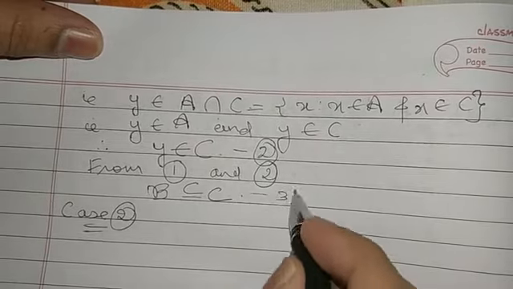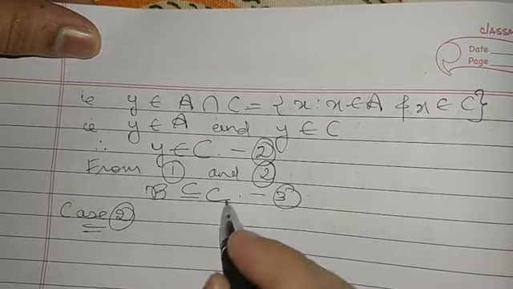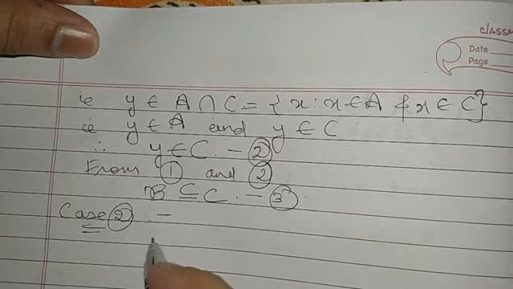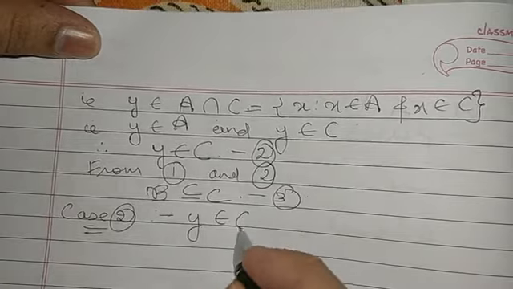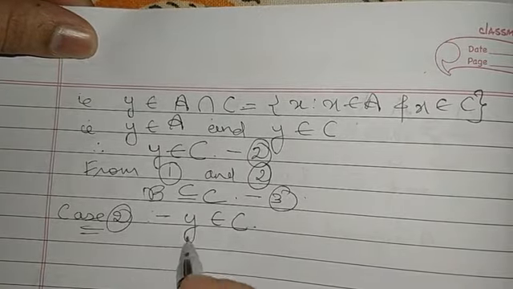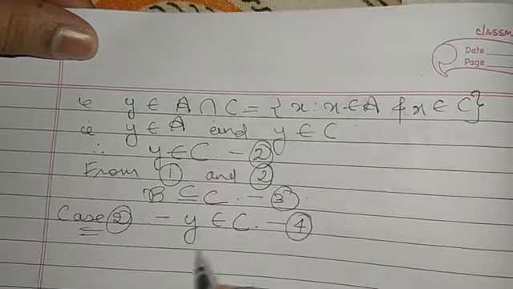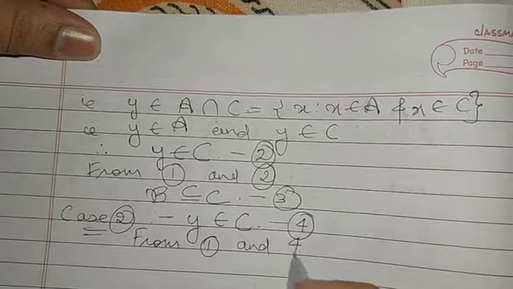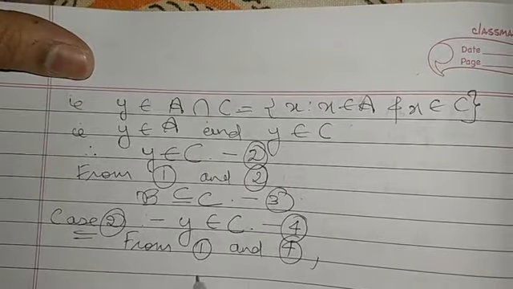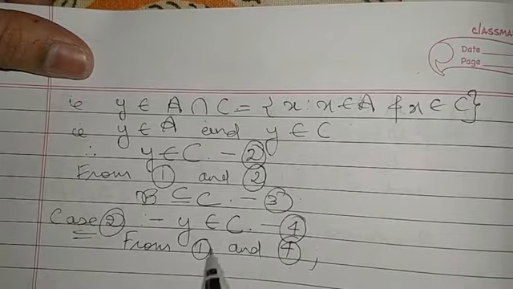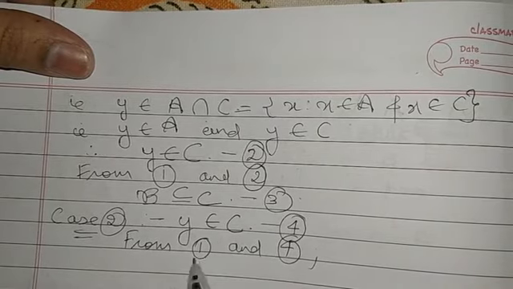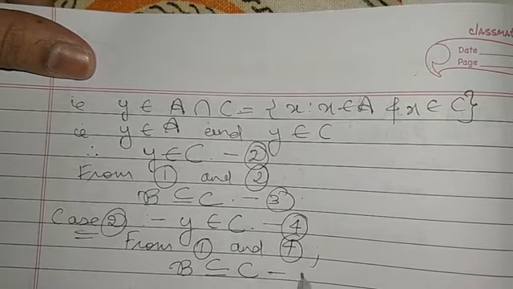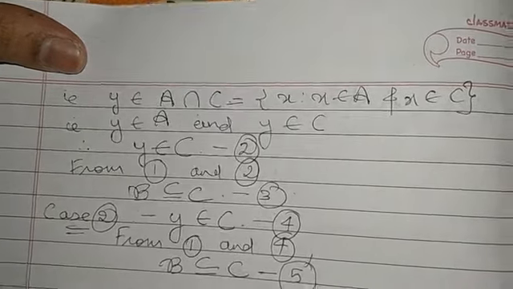Before that we will call this equation 3. So case 2 is y belongs to C. Now if we call this 4, from 1 and 4 what we get? 1 is y belongs to B and 4 is y belongs to C. So again we get B is a subset of C, right? So this we can call 5.